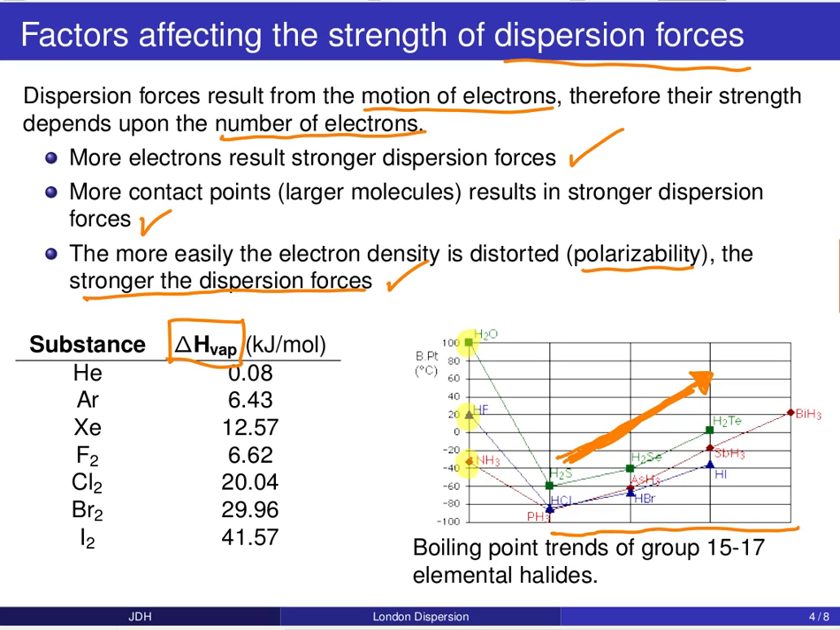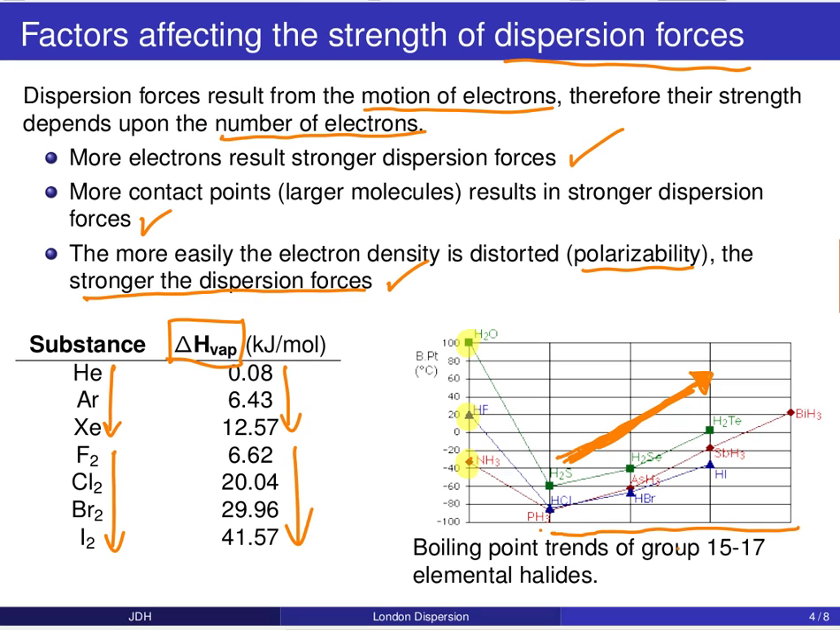And so if we look at this sequence of halogens and noble gases here, we find that as you go down the periodic table, helium, argon, xenon, right, we're seeing a steady increase in the enthalpy of vaporization, right? In other words, more energy is required to break the molecules apart. Similarly, if you go down the row of our halogens, we find the same sort of trend.